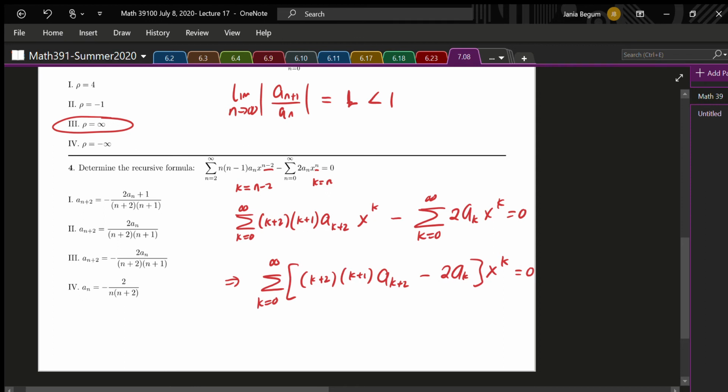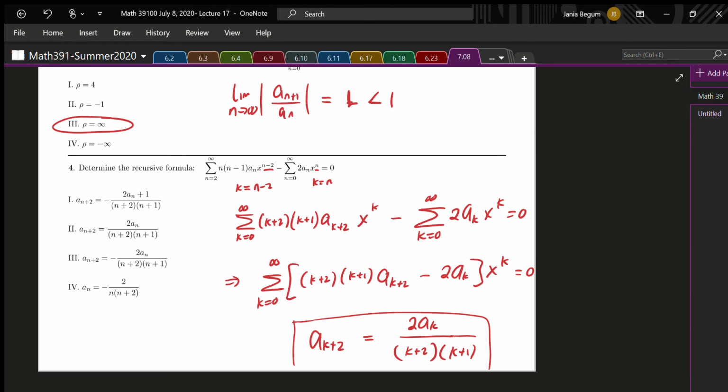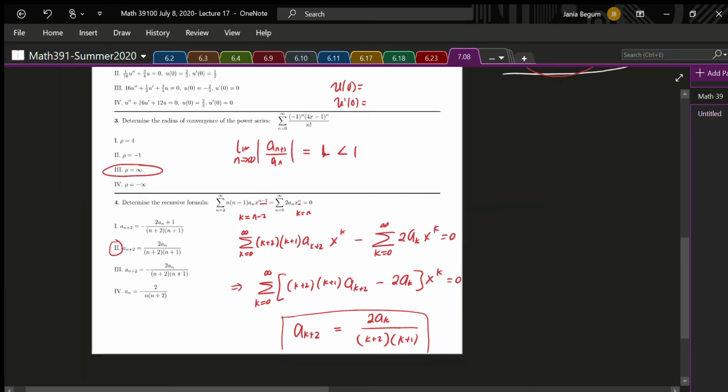Now we can solve for the subscript we want, which is a sub k plus 2. So that would give us, so we add 2 a sub k on both sides, and then divide by k plus 2 times k plus 1. So that's the recurrence formula. And if you were to choose an answer for this, it's option 2. Yeah. Okay. So that was the quiz.